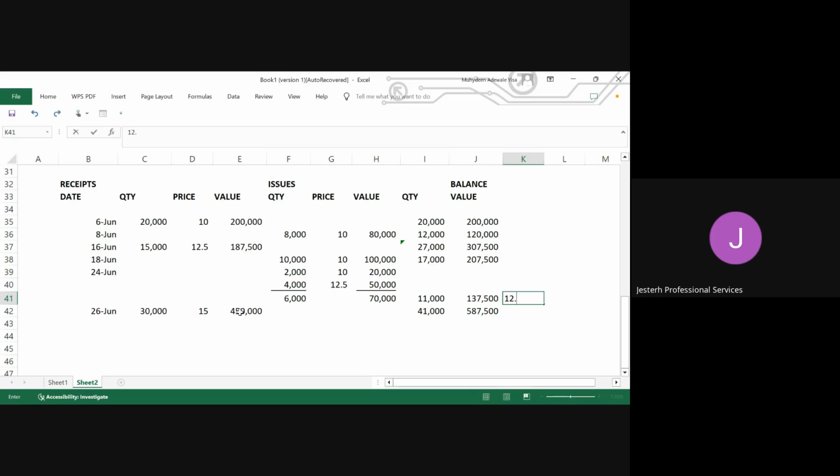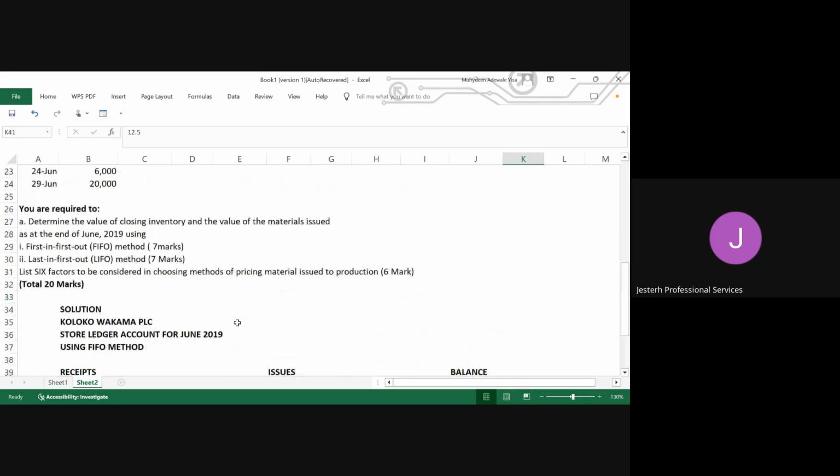This particular one, which is for the old one, is at the rate of 12 naira 5 kobo, because we have exhausted the previous old one. So the one that is remaining is from this 15,000, and we purchased it at the rate of 12 naira 5 kobo. So everything that we have in stock, this is the price per unit. Now let's check when they issue.